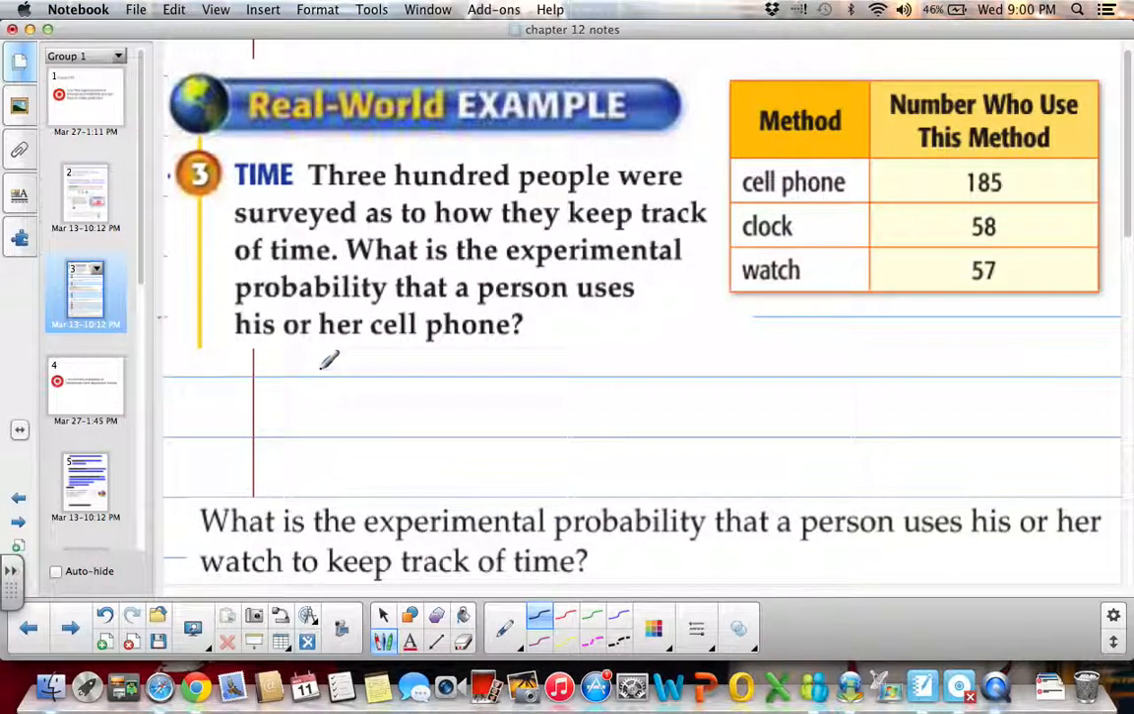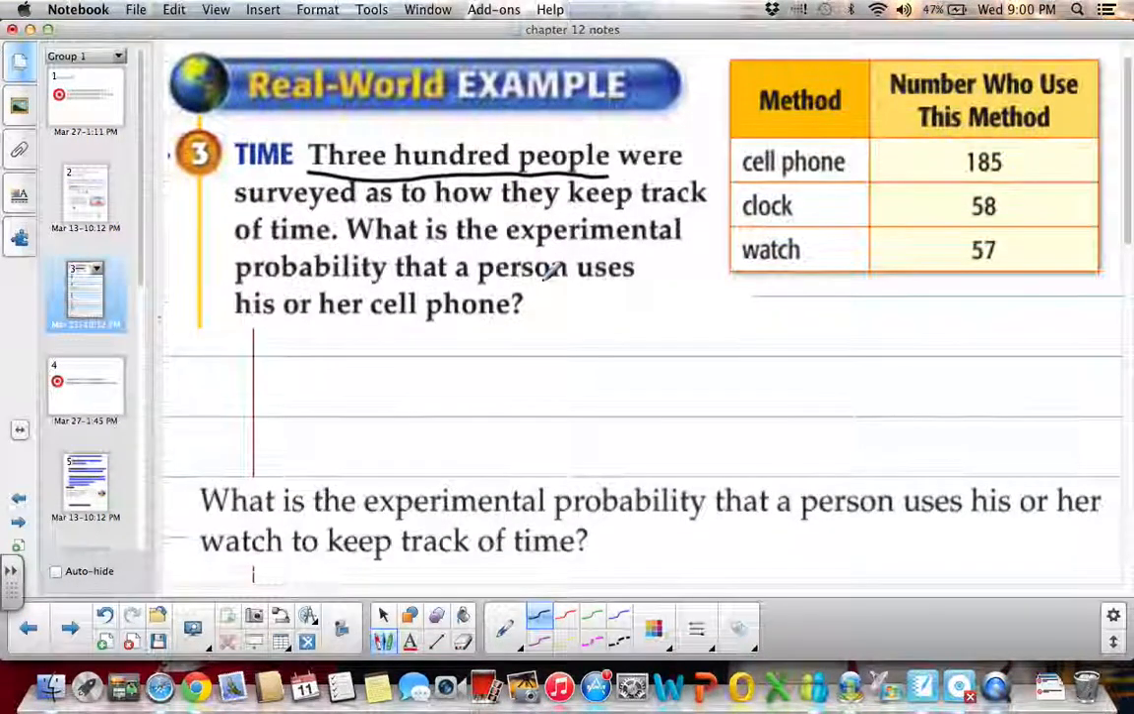All right, 300 people were surveyed as to how they keep track of time. What is the experimental probability that a person uses his or her cell phone? So we know that this is experimental probability because we actually surveyed 300 people. We did the experiment, and this is our data. So when we have data and we do an actual experiment, then we know that that's experimental probability.